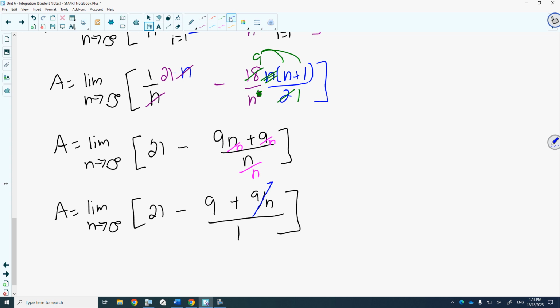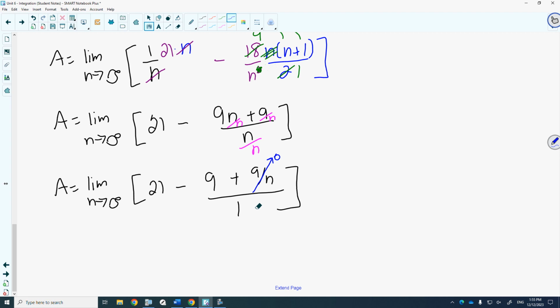As the number of rectangles approaches infinity, that will approach 0. So the area is going to be 21 minus 9, which is what? Okay, so the area under the curve on the interval -2 to 1 is going to be 12. So using the limit definition will get us the answer. It's going to be the most complex way. We're going to do this 3 more times and get the same number of 12.